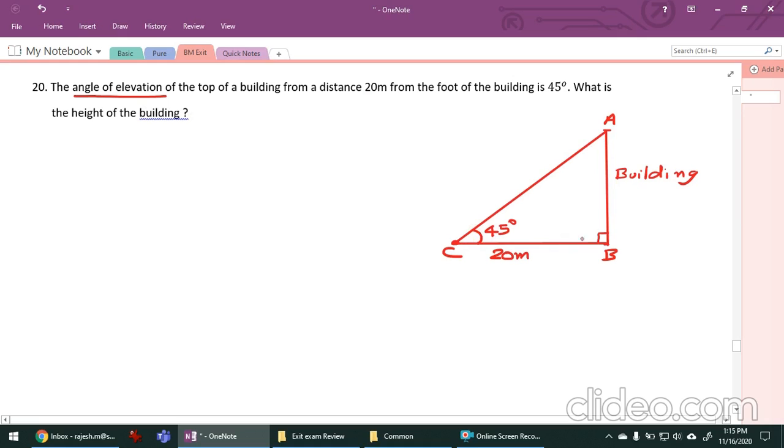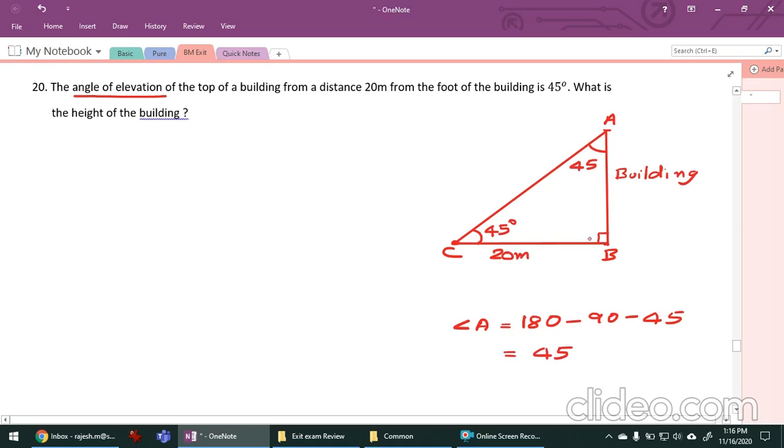Okay, we know that this is a right triangle, this angle is 90. So if this angle is 90 and if this angle is 45, then what should be this angle? Angle A should be 180 minus 90 minus 45. The total of all the angles of a triangle is 180, so you should subtract 90 and 45 from 180. So what is the value? 45. So this also will be 45.